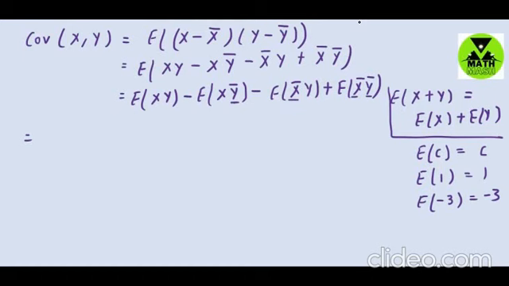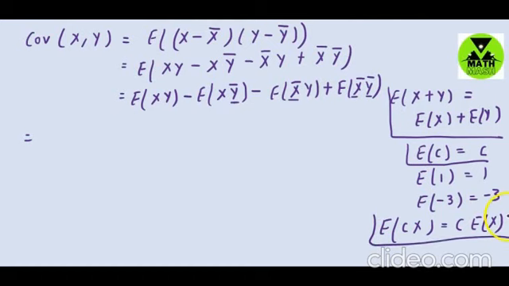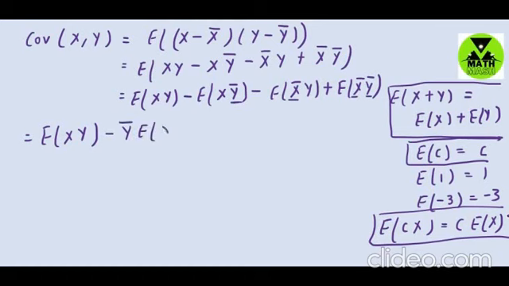And the third property: expected value of c into x. If a random variable is multiplied by some constant, this is the same as c into expected value of x. So these are the three properties that we are going to use here. Here expected value of xy stays as it is. Then here y bar is a constant and x is a random variable, so we can take the constant y bar outside. This becomes y bar expected value of x minus, since x bar is a constant, x bar into expected value of y.